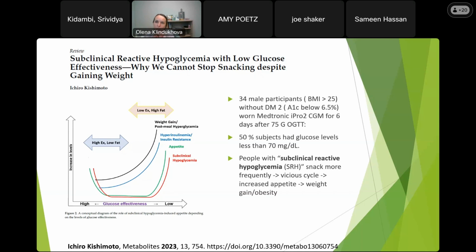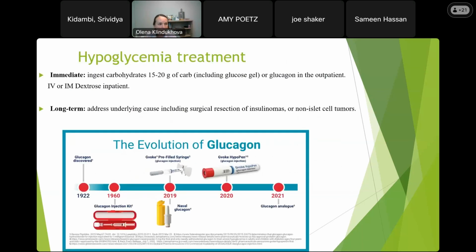They concluded in that study that if you snack more than 5 times a day, that can lead to ongoing weight gain, and they tied it to reactive subclinical hypoglycemia occurrence. So I found that very intriguing, and obviously it ruins a lot of dietitian advice on small frequent meals. All right, so moving on to the last part of my presentation on hypoglycemia treatment.